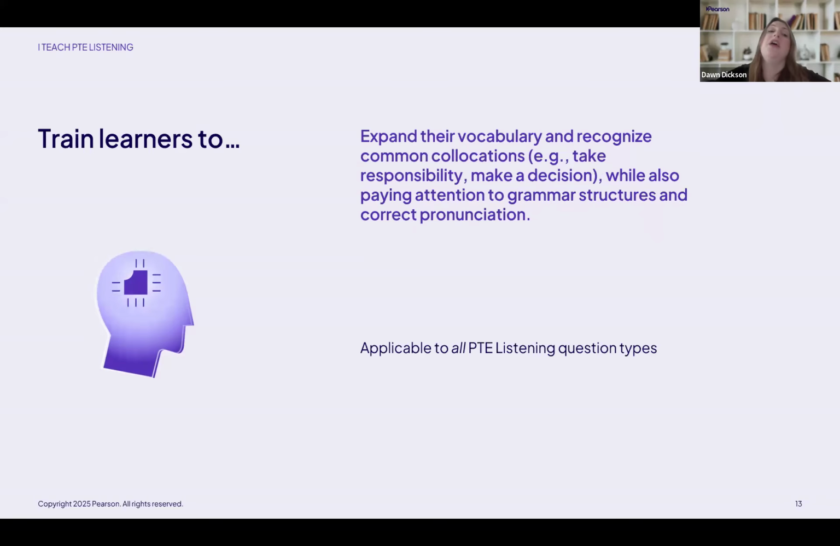Okay, the next tip, which I would recommend as well, is to train our learners to expand their vocabulary and recognize common collocations. Some collocations, for example, you can see here on the slide: take responsibility, make a decision. You may be able to deduce the meaning from those. However, we know that other collocations are not as simple as that and may require a deeper understanding, a deeper knowledge. So try to expand your students' vocabulary and their awareness of these collocations, and also make sure that at the same time we're paying attention to grammar structures and correct pronunciation.